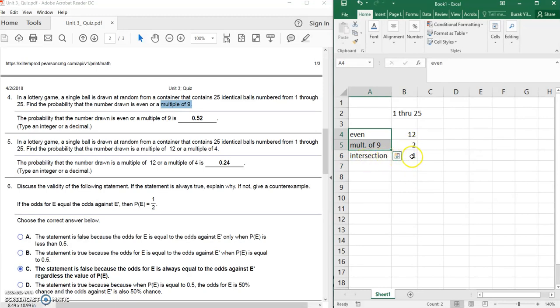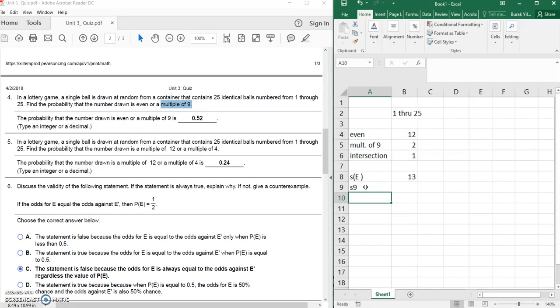So I need to subtract that intersection from the sum here, because the ball numbered 18 is counted here in the even batch, and it's also counted here in the multiples of 9 batch. So the same ball is being counted twice. That's why I need to note that the intersection of these two is 1, and that needs to be subtracted. So here the number of desired situations is the even balls plus the multiples of 9, minus the intersection. So that makes 14 minus 1, 13.